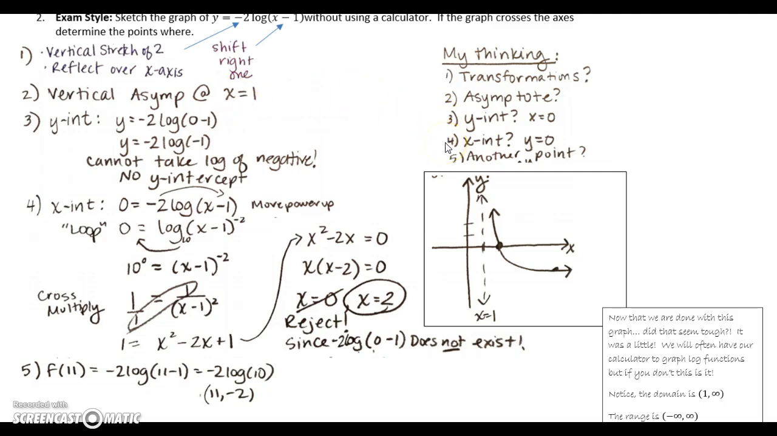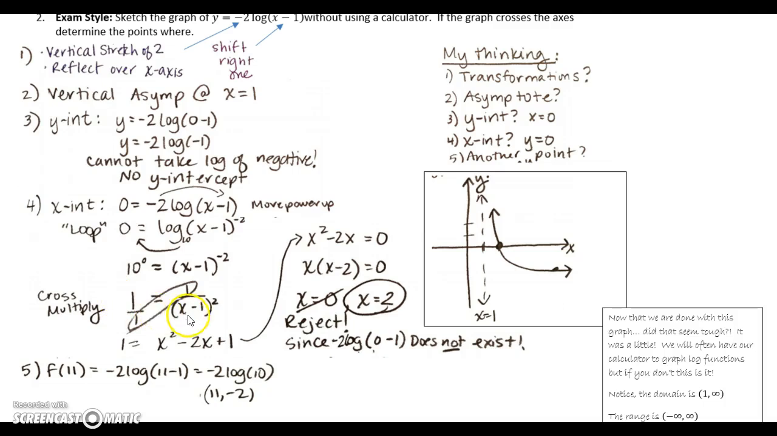Now finding the x-intercept by plugging in y equals 0 is a little bit trickier. So using some of the rules that we had before, we say 0 equals -2 log(x - 1). We're going to move the power up, and then we're going to loop. We're going to say, okay, this is log base 10: 10 to the 0 equals (x - 1) to the -2. 10 to the 0 is 1. Remember, a -2 means we're going to take the reciprocal of x minus 1, so I get 1 over (x - 1) quantity squared.